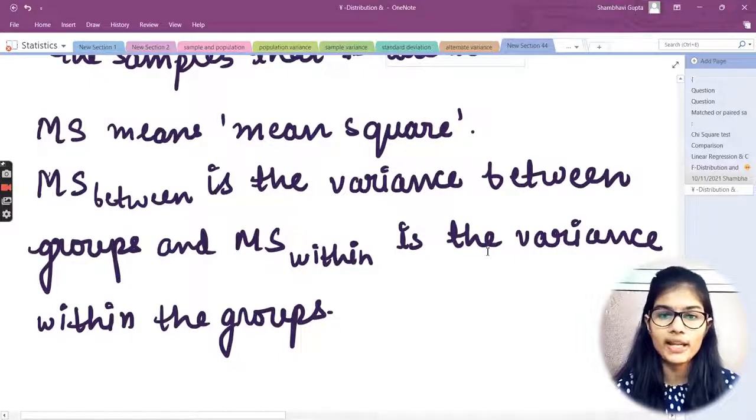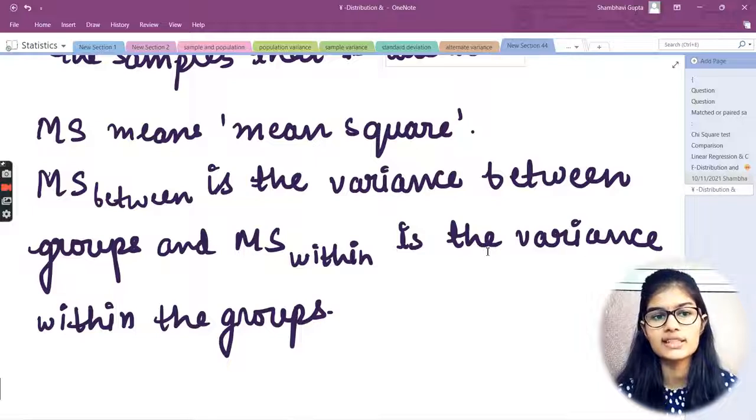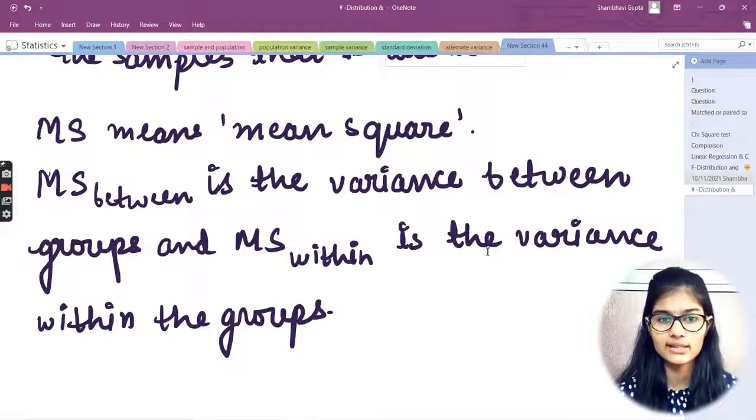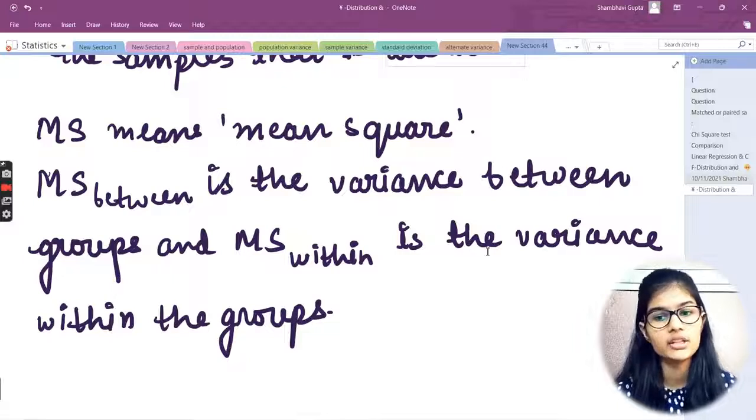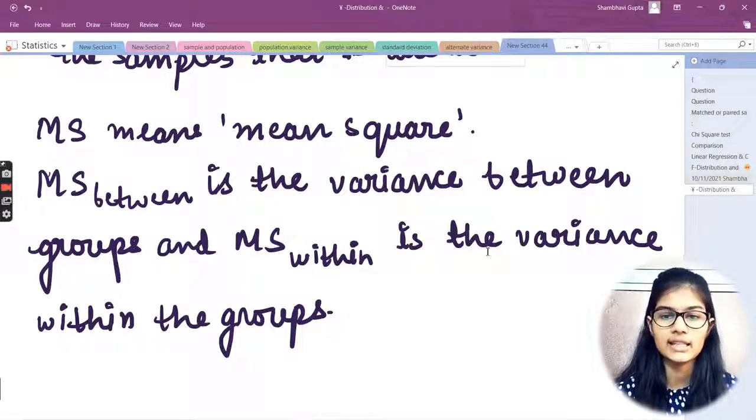I hope I am clear with the definitions of these, what SS and MS are, and how to categorize them between within and between. What is the meaning of sum of squares? What is the meaning of mean squares? I hope all of these things are clear to you. Now what are we left with? We'll study how to do the calculation for the sum of squares and the mean square in the next video.